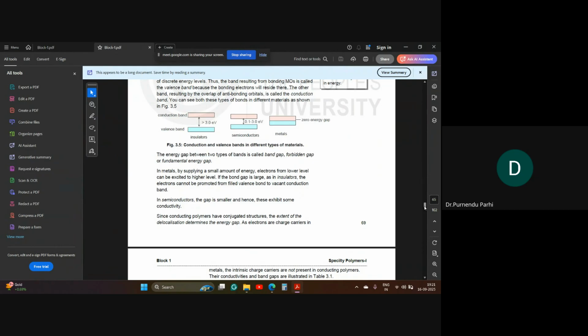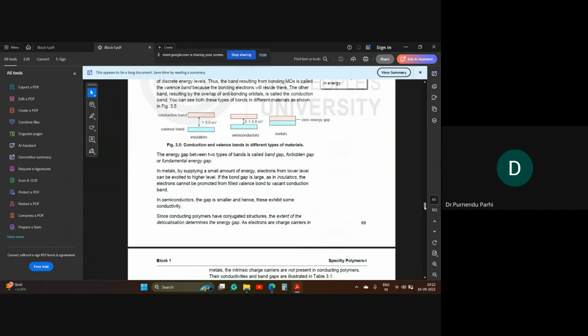In metals, by supplying a small amount of energy, an electron from the lower level can be excited to the higher level. If the band gap is large, as in the insulator, the electron cannot be promoted from the filled valence band to the vacant conduction band. In semiconductors, the gap is smaller and hence they exhibit some conductivity. Since conducting polymers have a conjugated structure, the extent of the delocalization determines the energy gap.